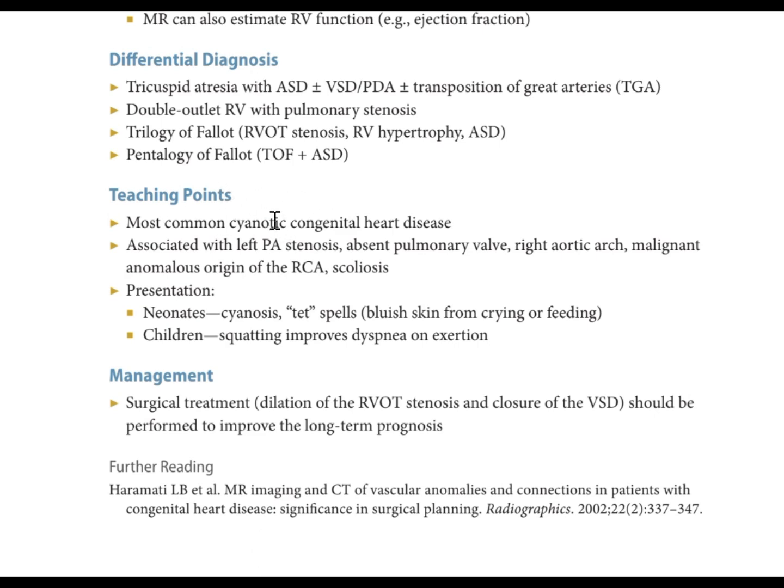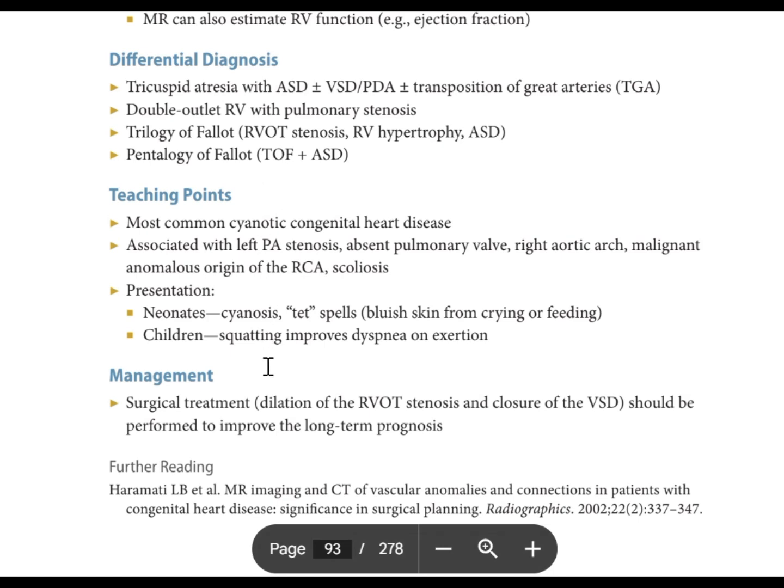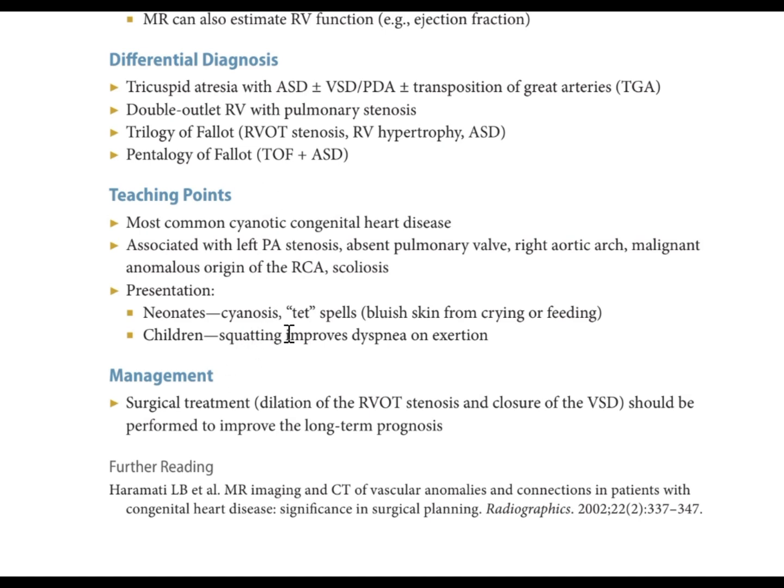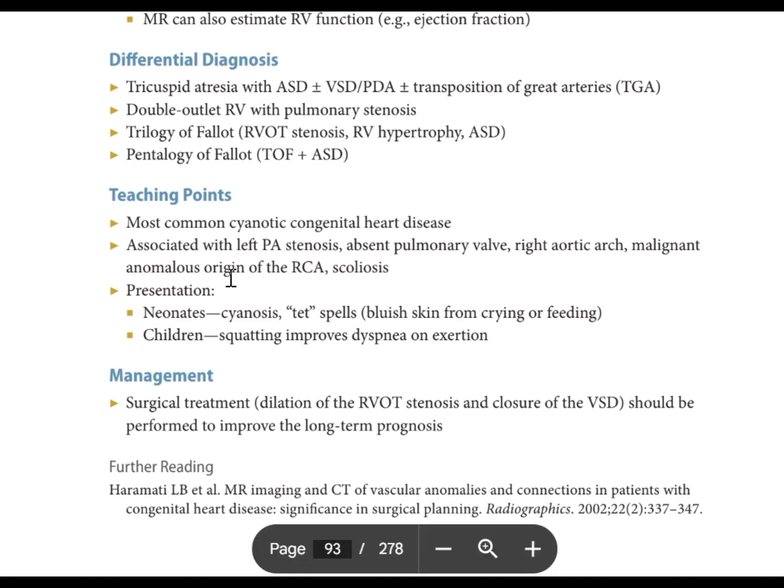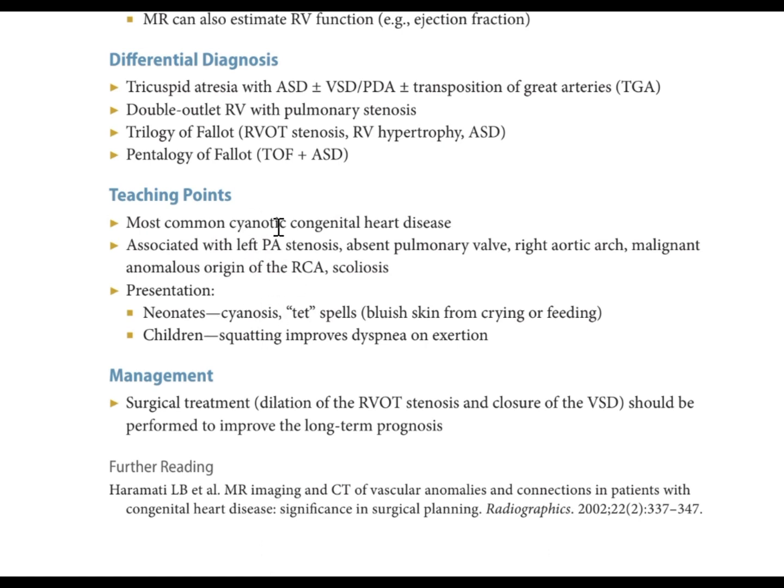Cyanosis is the most common symptom in tetralogy of Fallot, and also in the history, squatting. Squatting improves dyspnea on exertion. So the child will be cyanotic, and squatting will improve the dyspnea.